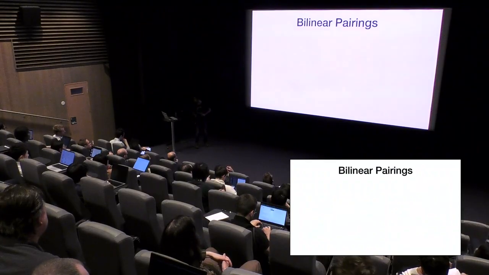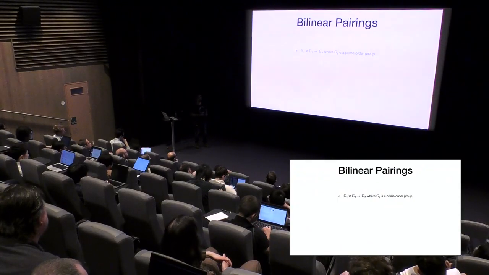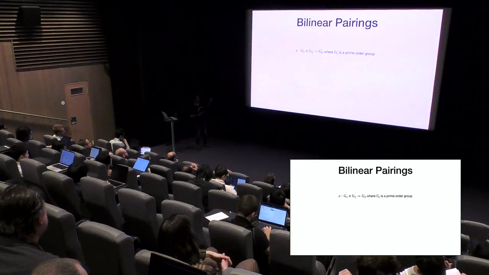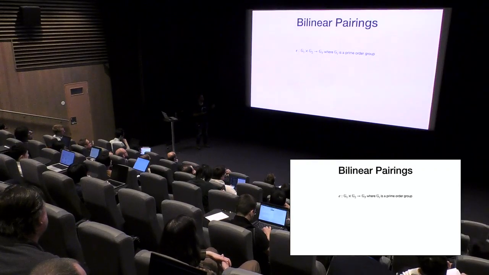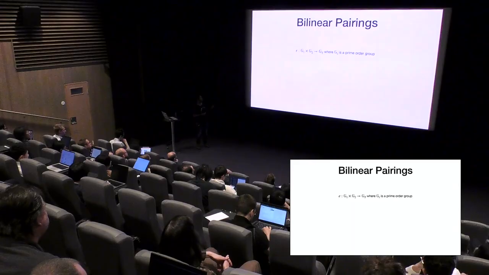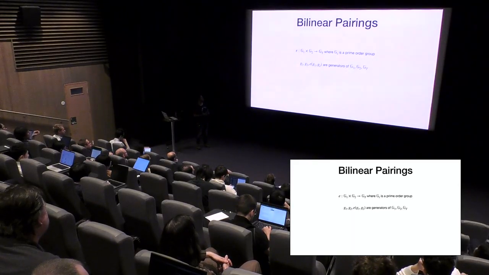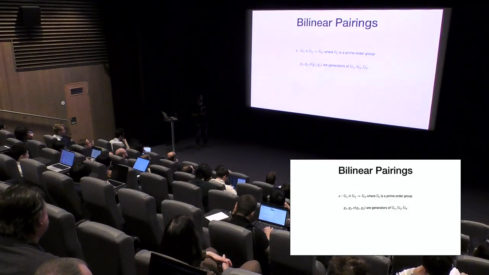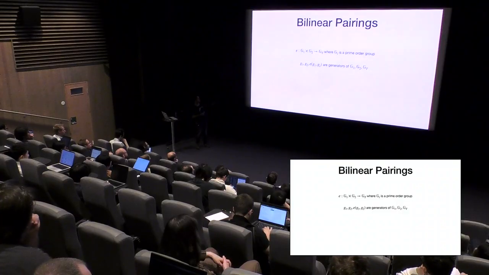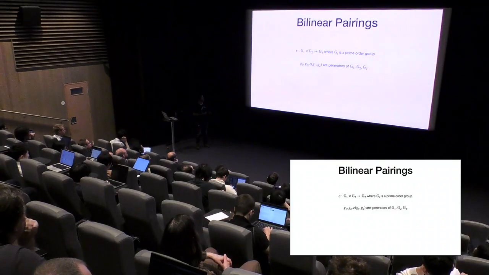So I'll just quickly go over the construction. We use bilinear pairings. So you have a function E that maps an element from G1 and an element from G2, which are groups, to an element of the target group GT. I'll use g1, g2 to be generators of capital G1, capital G2. And the point is that E of g1, g2 should also be a generator of GT.